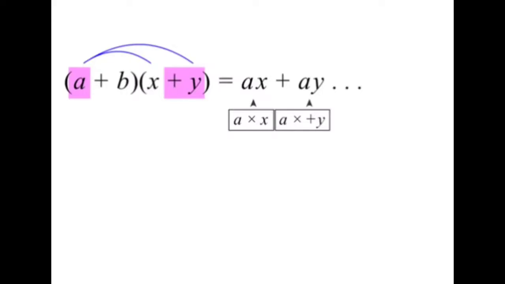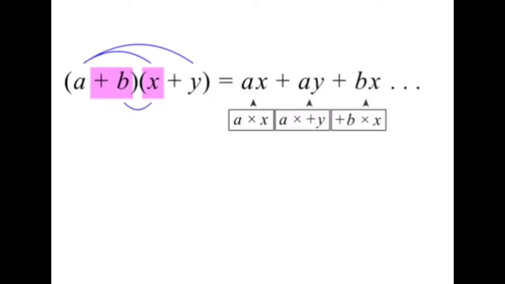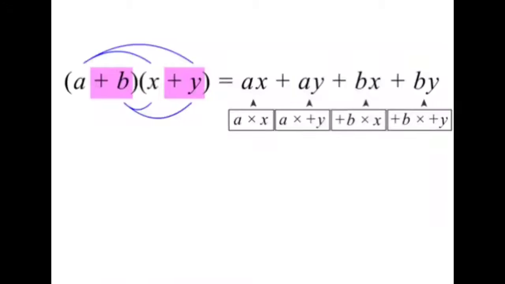We then multiply the first term in the first bracket by the second term in the second bracket. This gives plus ay. We now do the same for the second term in the first bracket. In other words, we multiply it by the first term in the second bracket. This gives plus bx. And then we multiply it by the second term in the second bracket. This gives plus by.